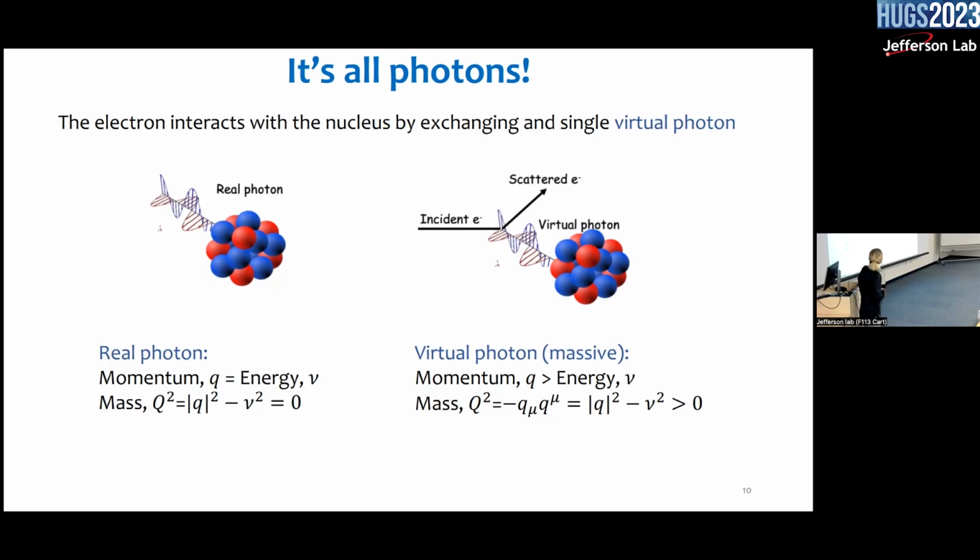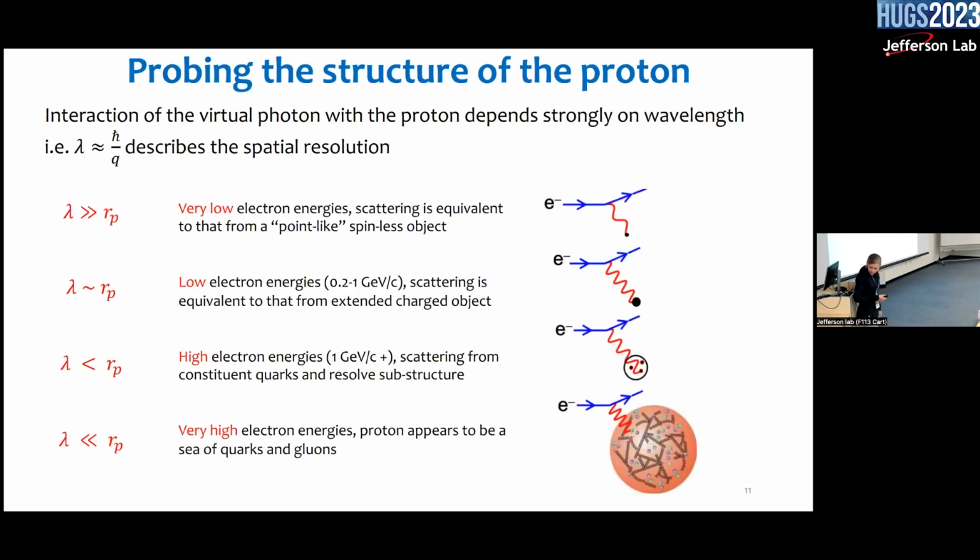Okay, so we basically define this photon in terms of its energy, and we call it the energy and momentum transfer of the reaction, right? So you have Q and you have nu, sometimes omega. I tried to keep them the same, but you might find a few instances of omega. And the interaction of the virtual photon with the proton depends strongly on this wavelength, right? This is what defines our spatial resolution and what it is that we're looking at.